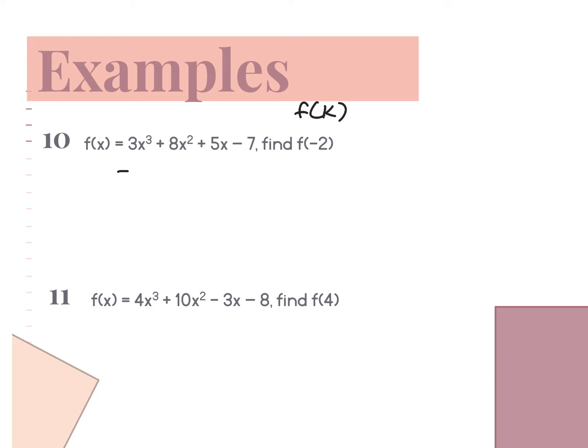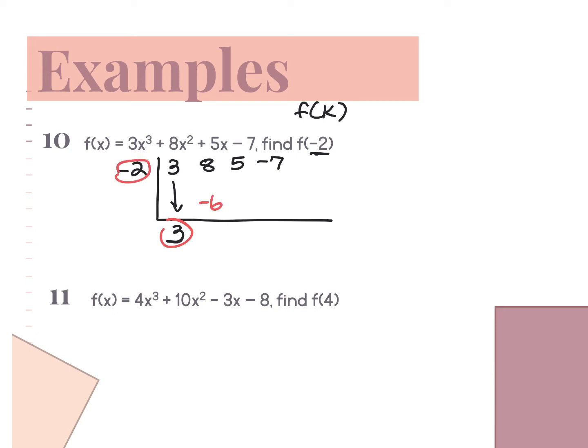So I'm going to do synthetic division. I'm going to put negative 2, this number, on the outside. Let me put all my coefficients inside this division box. And now I can start my synthetic division. Same thing that you just did for homework last night. We're going to bring down the first term. We're going to multiply 3 times negative 2. I get negative 6. I'm going to add the column.